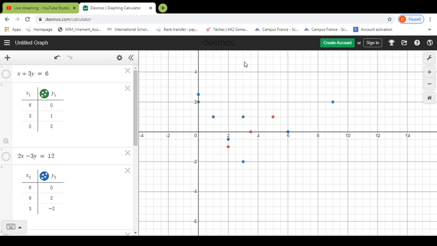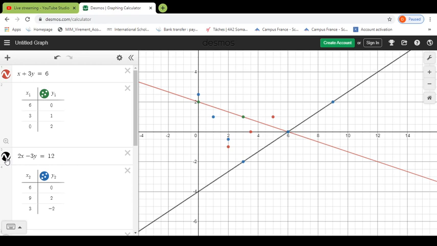Okay, now these graphs are available. You can see the table. We have already found this value. Now you can see the first table is your x equal to 6, y is 0. Then x is 3, y is 1. X is 0 and y equal to 2.